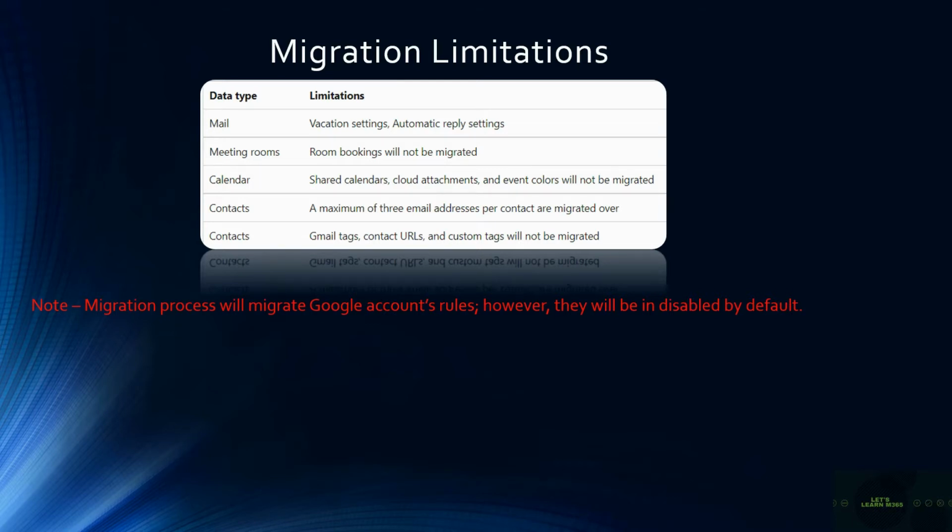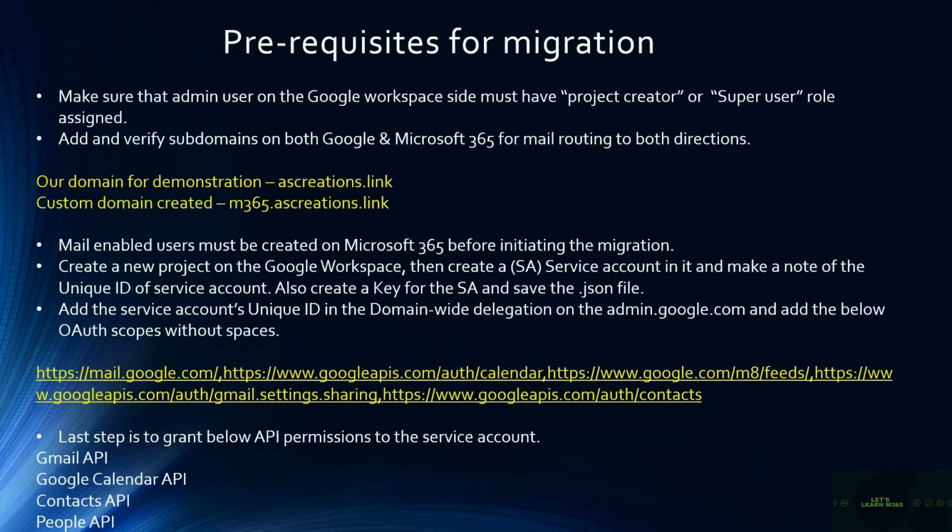Alright, moving on. Let's discuss the prerequisites for migration. The first one is to ensure that the admin account on Google Workspace must have the project creator or super user role assigned. The next step is to add a subdomain on both the Google as well as Microsoft 365 side for mail routing to happen in both directions.